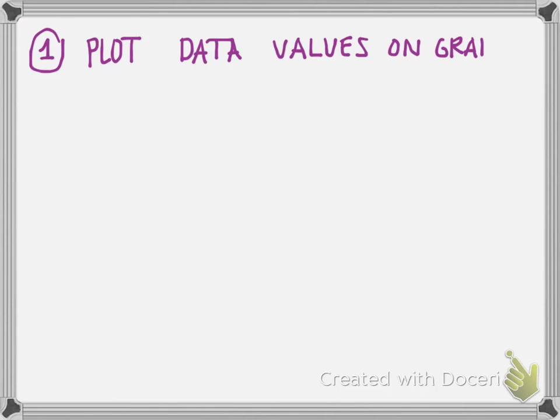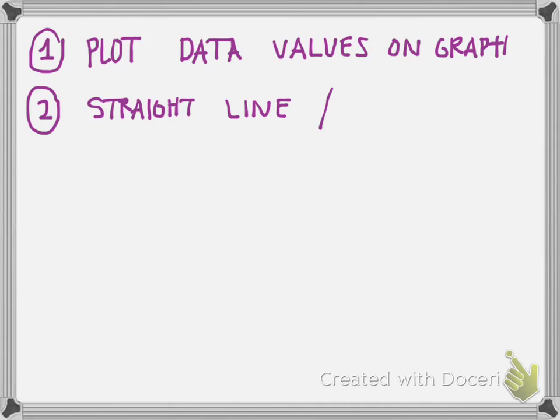Okay, after you plot those on the graph, you're going to look at it and determine if it's going to look like a linear, so a straight line, or a U. And the parabola is a U. Okay, so after you determine if it's a straight line or a parabola, then you're going to use your calculator.